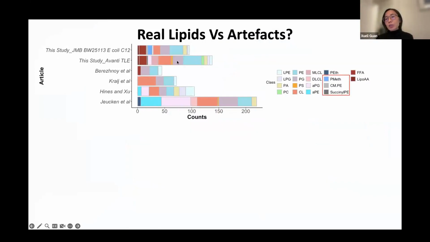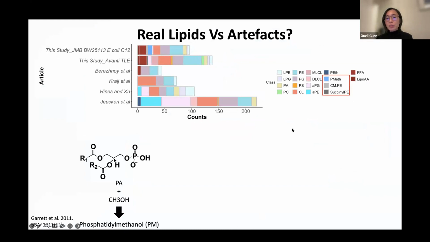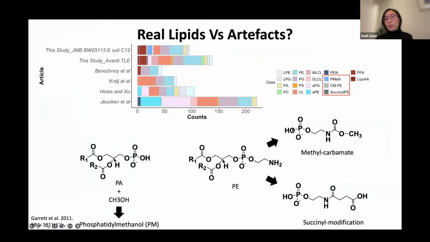But in addition, we actually found 3 different classes of lipids: phosphatidyl-methanol, and PA with methyl carbonate and succinyl modifications. I'd like to share with the community because these are actually artifacts that are generated.